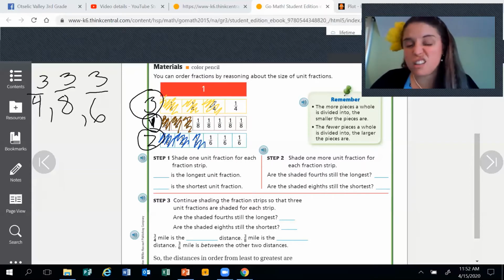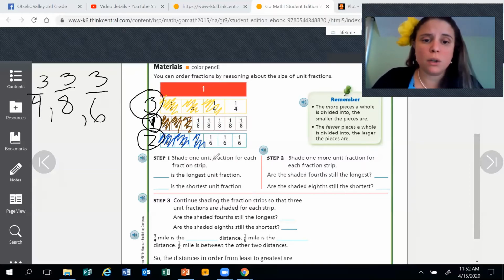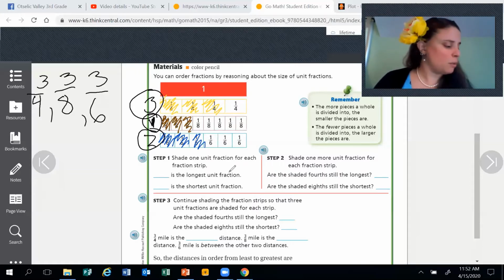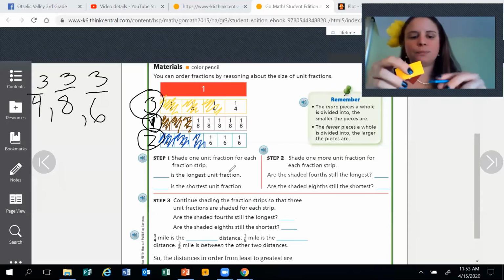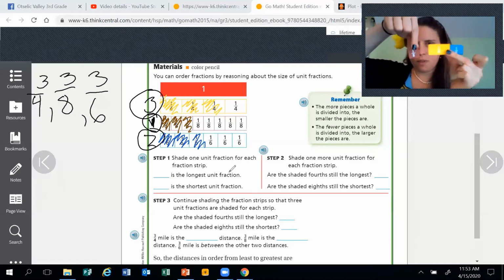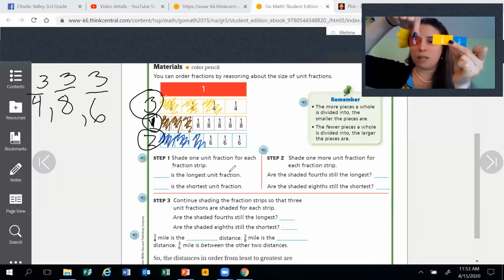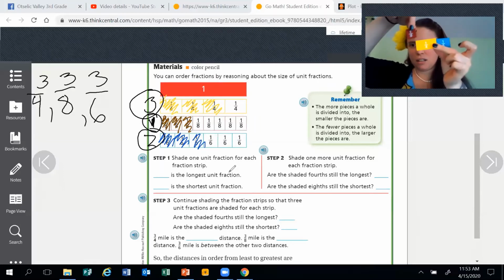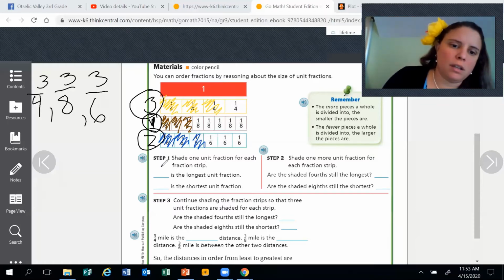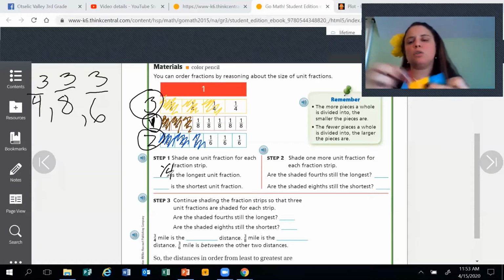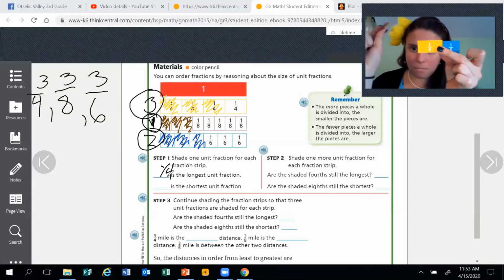All right, so let's go ahead and look at the steps they gave us in the book. Shade 1 unit fraction for each fraction strip. Blank is the longest unit fraction. So this is when we're looking at just the individual fractions. So when we have a 4th, an 1/8, and a 6th, which one of these is the longest fraction? Yeah, which one of these is the biggest, guys? Yeah, the 1/4. And then also, which one of these is the shortest fraction? The 1/8.